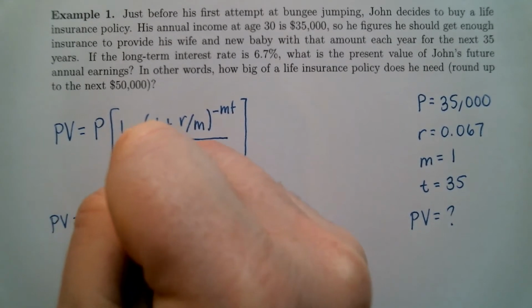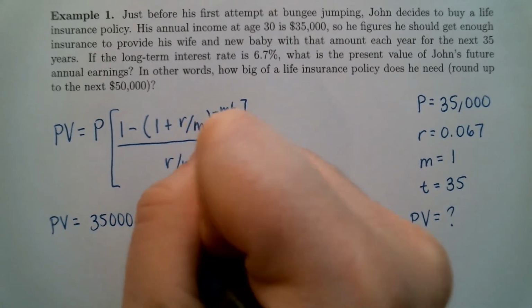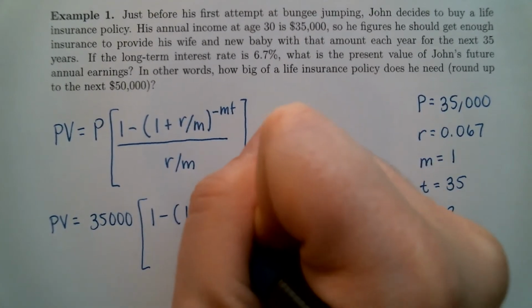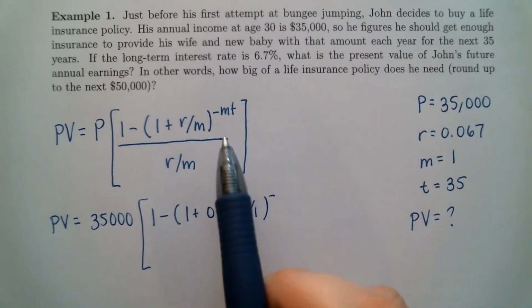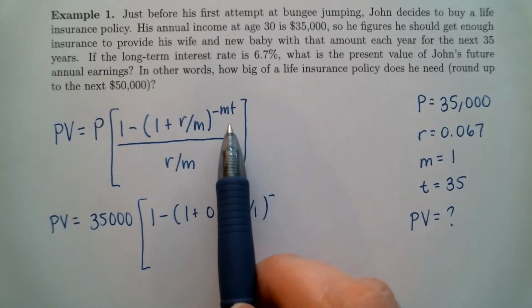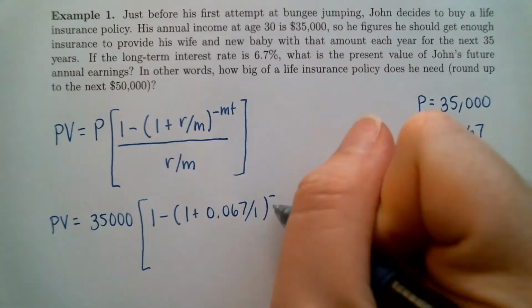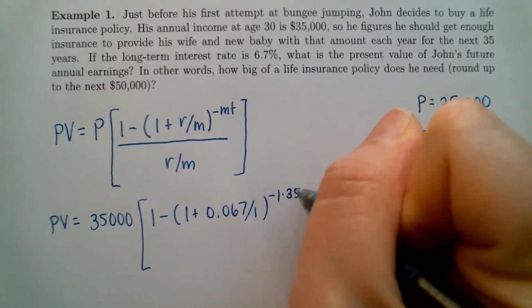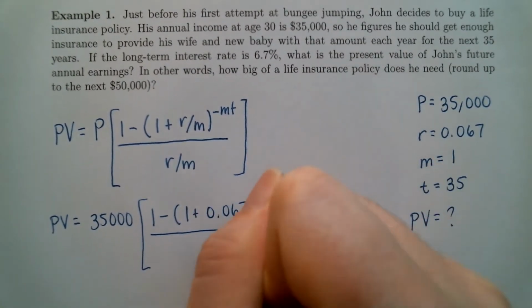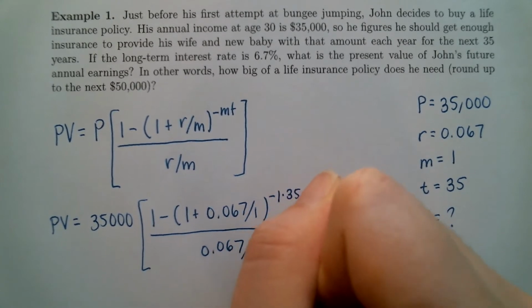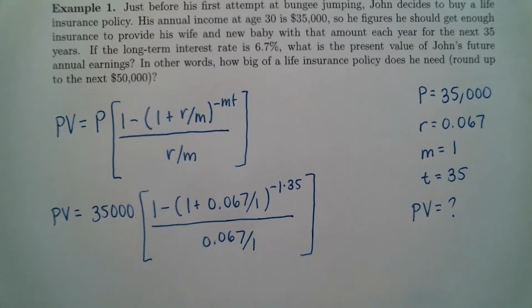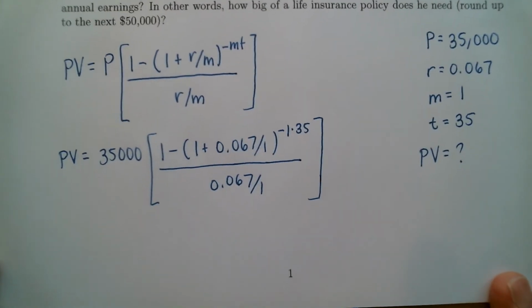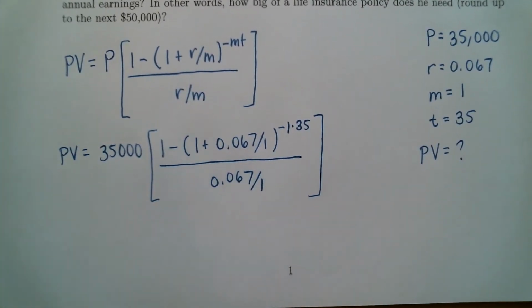So we're going to get 35,000 times, the numerator is going to be 1 minus 1 plus r over m to the negative. Make sure you realize for this formula the exponent's negative. So negative 1 times 35 all over r over m. Okay, so we have plugged into it. Okay, so we need to just plug this into our calculator, and that will give us the present value amount.